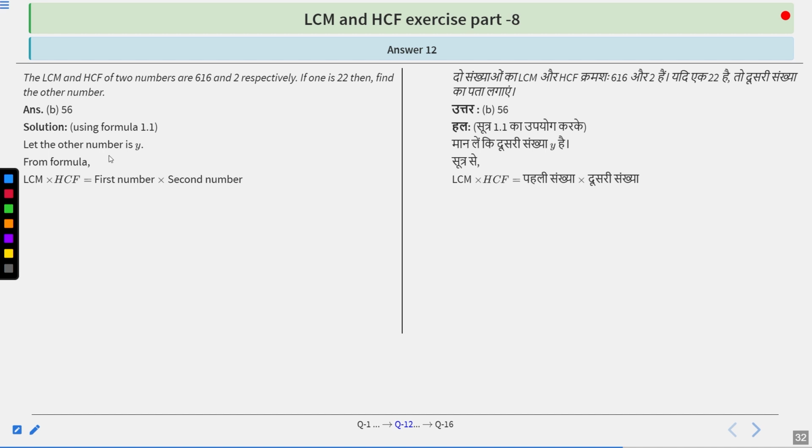Now, let the other number be Y. Then as per formula 1.1, LCM into HCF is equal to first number into second number. So one of the numbers was 22 and the other number is Y. So 22 into Y is equal to LCM, which was 616, into HCF, which was 2. So from here, Y becomes 616 into 2 upon 22, that is 56. So option number B, 56, is the correct answer.